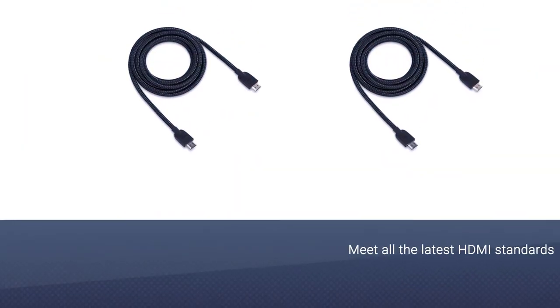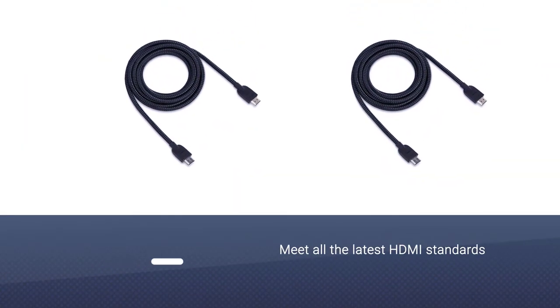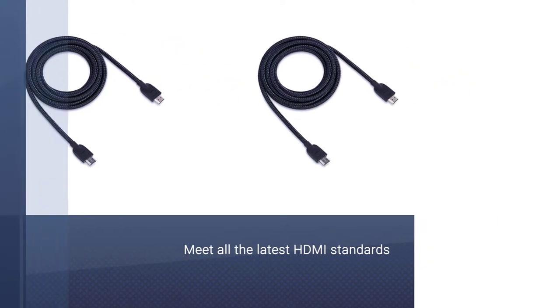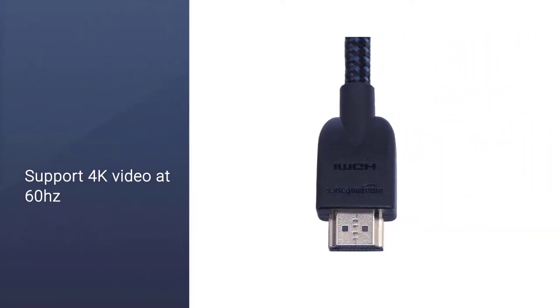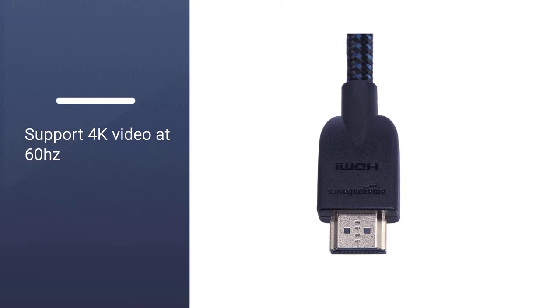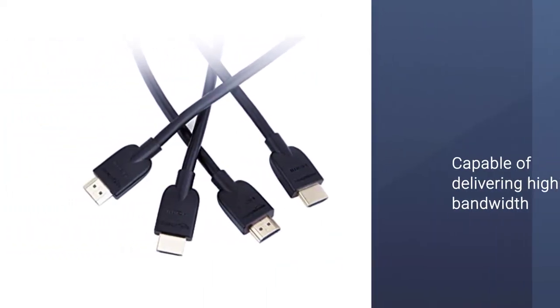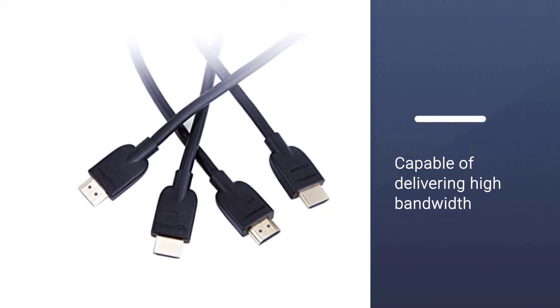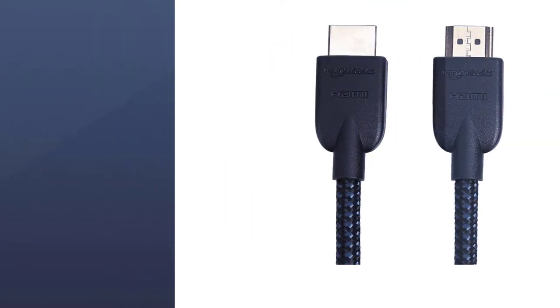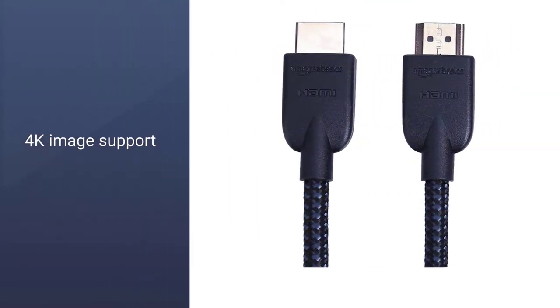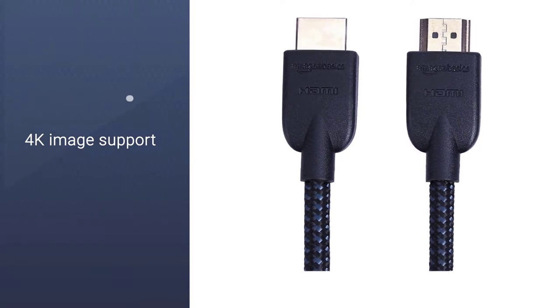This cable supports 4K video at 60Hz, a 48-bit color depth, and has bandwidth speeds of up to 18 gigabits per second. Despite being very affordable, this cable is still capable of delivering high bandwidth of up to 18 gigabits per second, meaning 4K image support as well as 60Hz refresh rates, making it one of the ultra-high-speed HDMI cables.